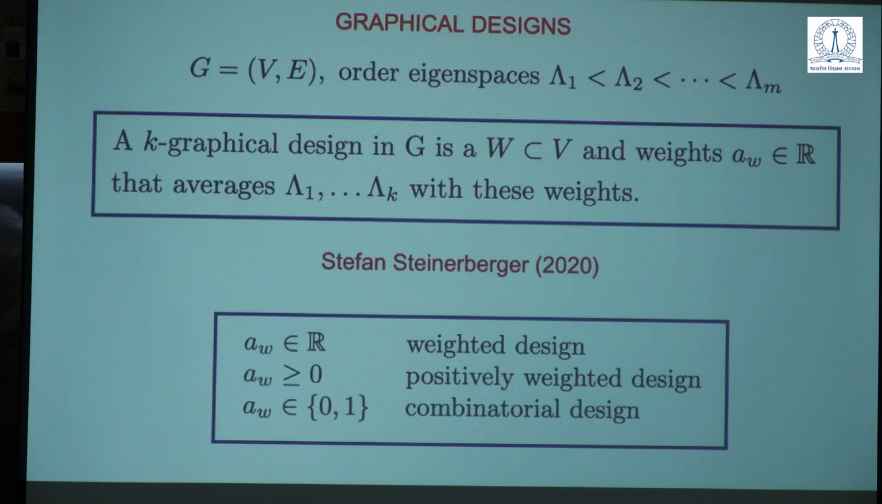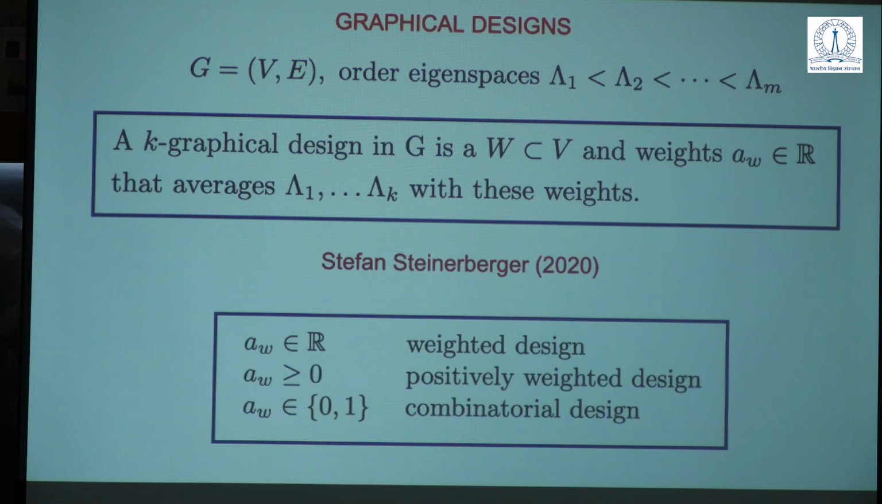If there is no multiplicity, somebody asked about multiplicity yesterday, then we are really averaging the first k eigenvectors. But oftentimes in structured graphs, there are fat eigenspaces. So I don't want to cut them because I don't know which part of the eigenspace to take. So I'm just going to average the whole thing. We're going to average the first k eigenspaces. And if W can do this with some weights, we call that a K graphical design. Is the definition okay? We'll see lots of examples in a minute.